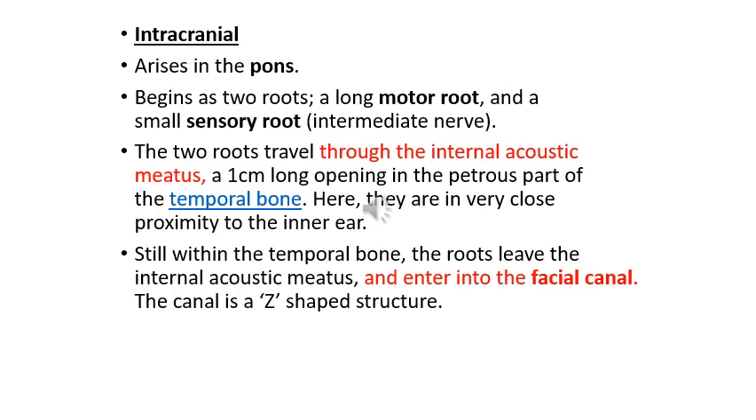We'll first see the intracranial part after it arises in the pons. It begins as two roots: a long motor root and a small sensory root. The sensory root is called the nervus intermedius or the intermediate nerve. It consists of sensory as well as parasympathetic fibers. And the motor root is single.